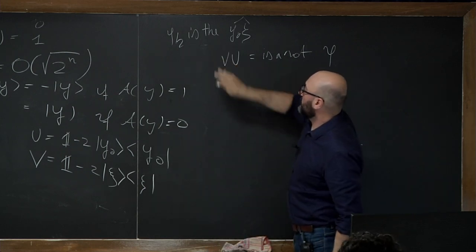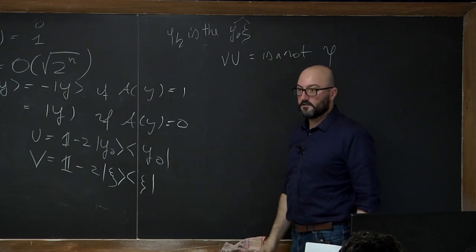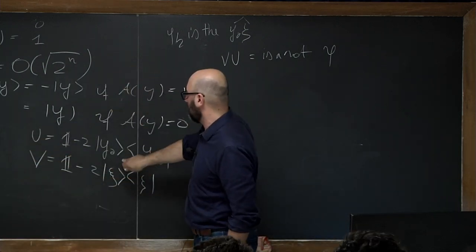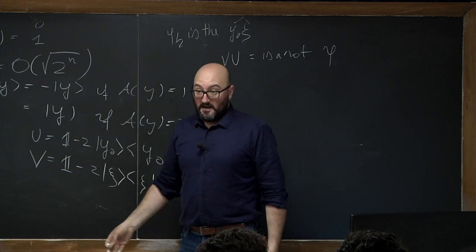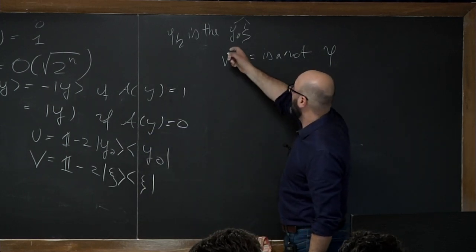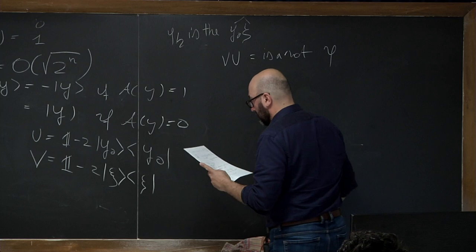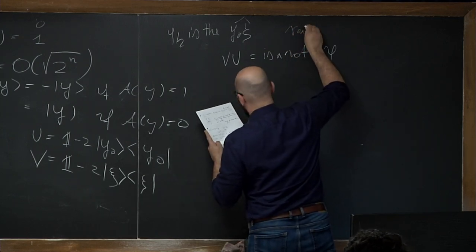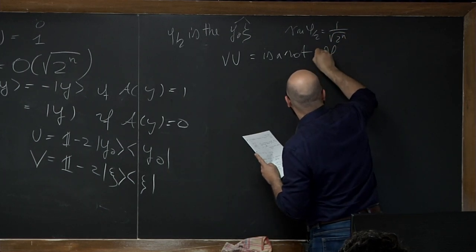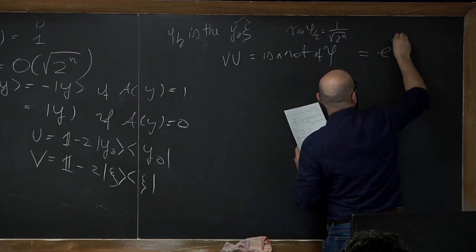Now, in principle, this will be difficult. If we knew this angle, doing this rotation is easy. But we do know this angle, because this is a complete superposition over all the strings. So irrespective of what this string is, the angle is the arc sine of 1 over square root of 2 to the n. And that's why we get that square root of 2 to the n there. So sine of phi half is equal to 1 over square root of 2 to the n, and the rotation of phi is e to the i phi tau.